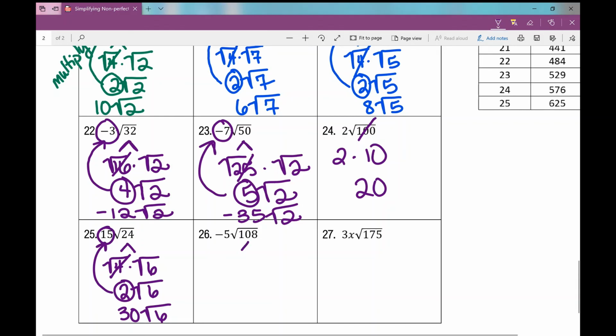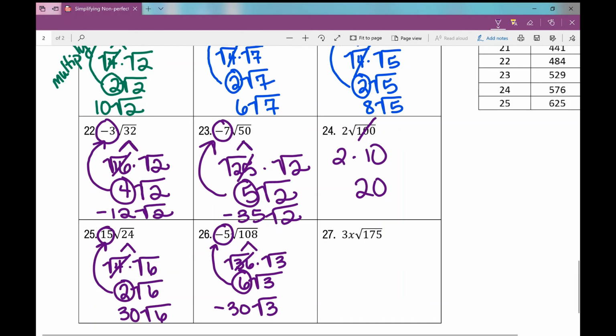Looking at negative 5 times the square root of 108. The biggest perfect square that goes into 108 is, if you want to pause this video and try that now, I would suggest it. But the biggest perfect square that goes into 108 is 36. 36 times 3. So the square root of 36 times the square root of 3. What is the square root of 36? It's 6. You see what I mean by if you know your perfect squares, this is much, much easier. And don't forget, I've got that number out in front that I need to multiply only the number on the outside by. Negative 5 times 6 is negative 30 square roots of 3.